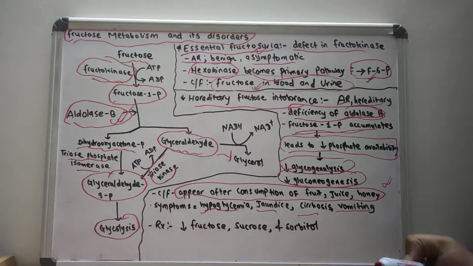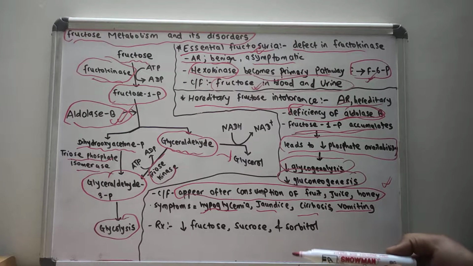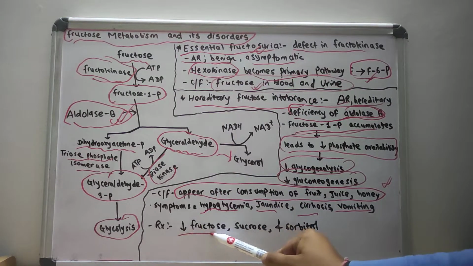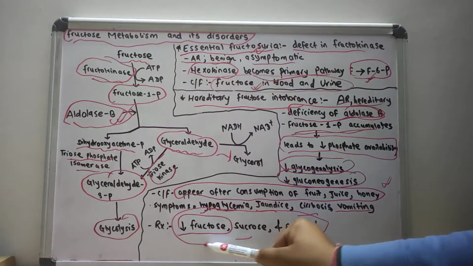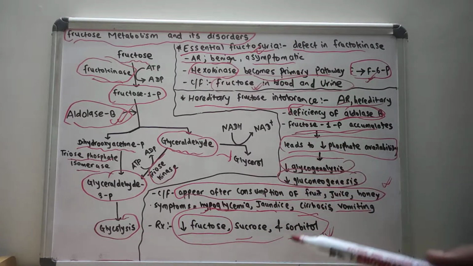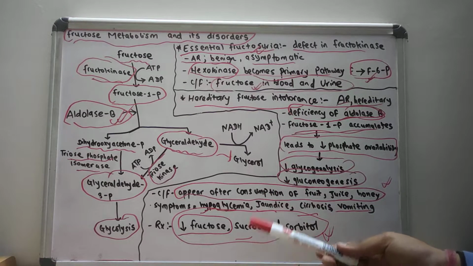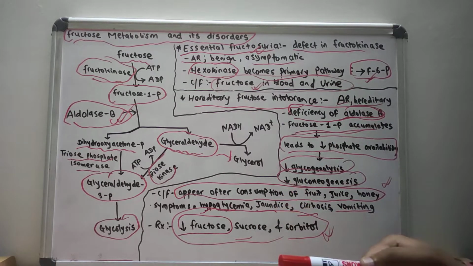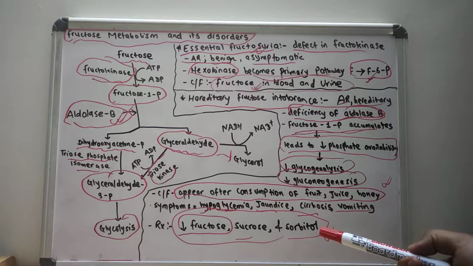So what would be the treatment for hereditary fructose intolerance? It is advised to eat food that has less content of fructose, sucrose or sorbitol. For these three compounds, fructose, sucrose and sorbitol, those who have hereditary fructose intolerance should reduce the intake of foods that are high in them.